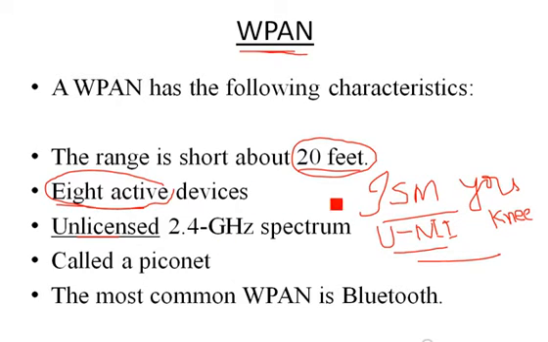It's also called a piconet. We sometimes call a wireless PAN a piconet. The most common wireless PAN is Bluetooth. It's called Bluetooth. You know, it's a technology.